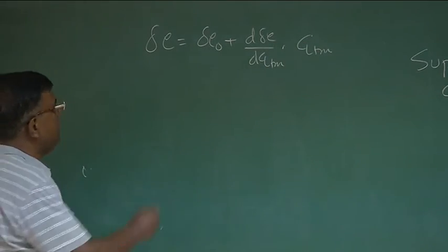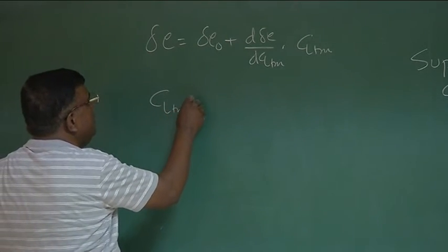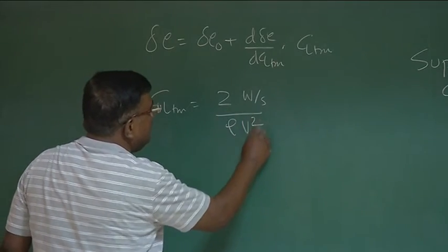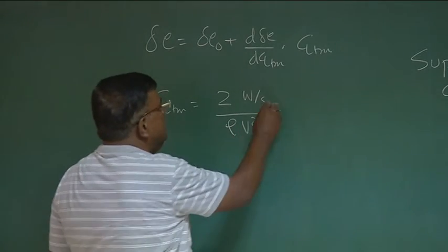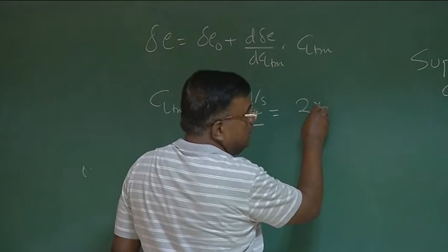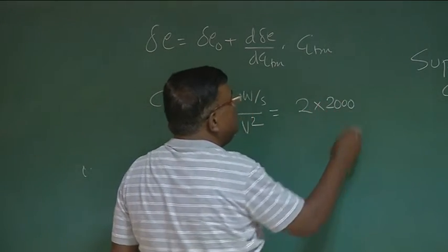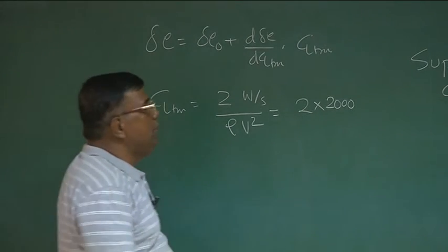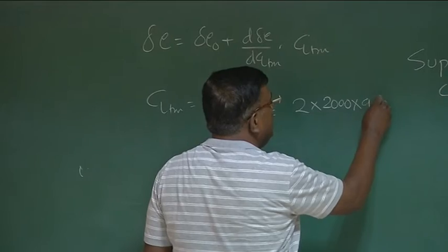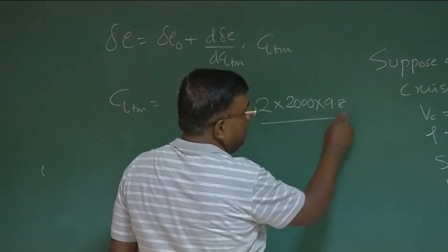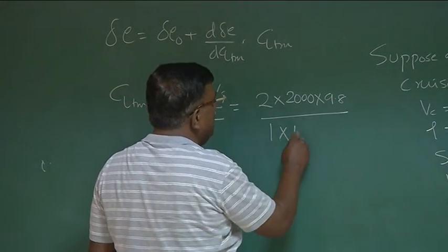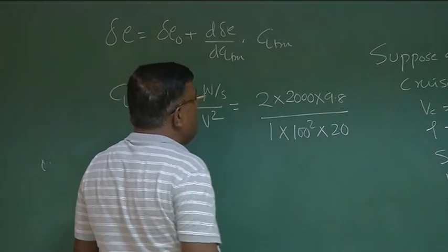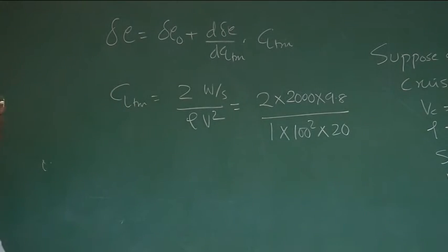Okay? What is Cl trim? Cl trim will be 2W by S by rho V square. So I can always put 2 into W is 2000. Please understand, if you put 2000, this will be wrong. We have to put in Newton, so I have to multiply by 9.8. 2W by rho is 1, V square is 100, square into S is 20. So that will give me Cl trim.